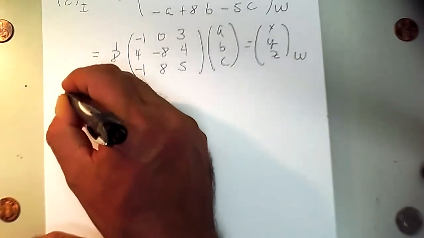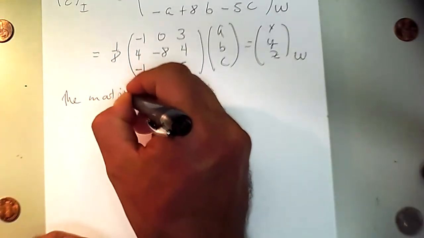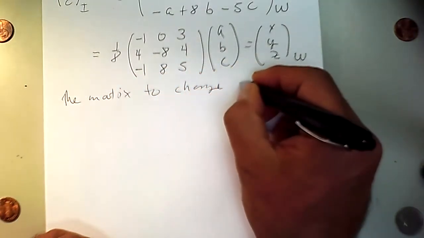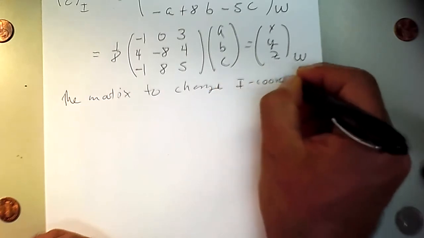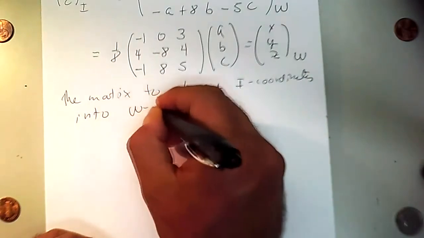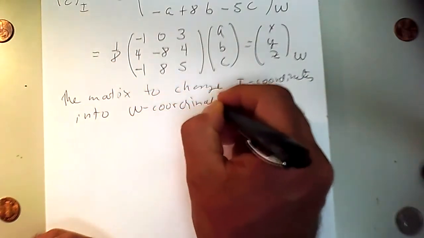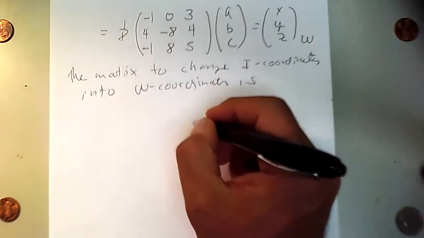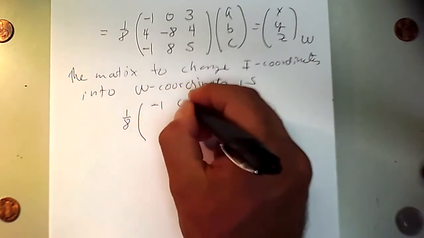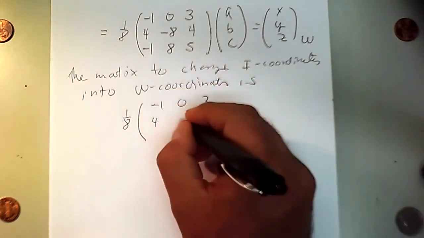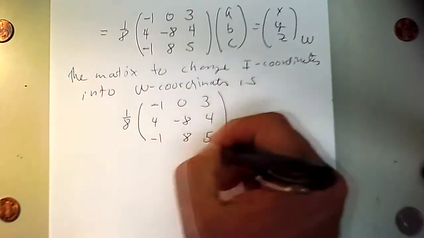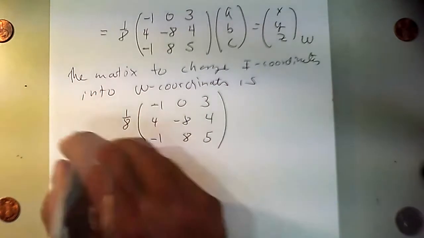So the matrix to change I coordinates into W coordinates is 1 over 8, negative 1, 0, 3, 4, negative 8, 4, negative 1, 8, 5. How can we be sure? So that is the conclusion.